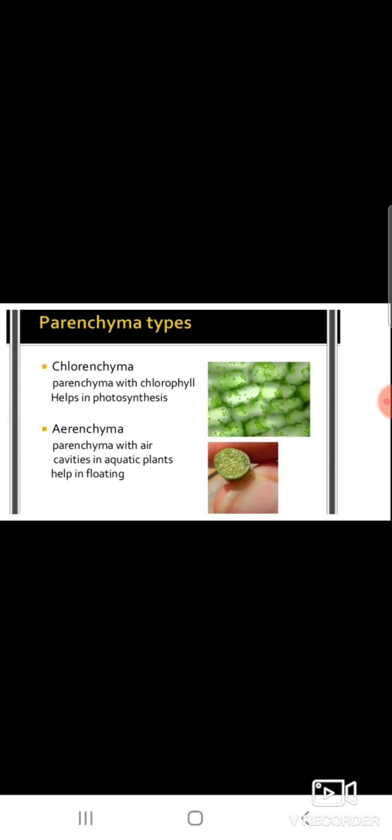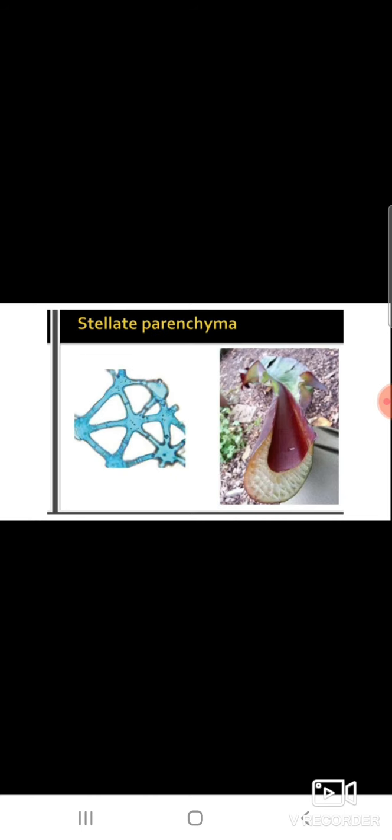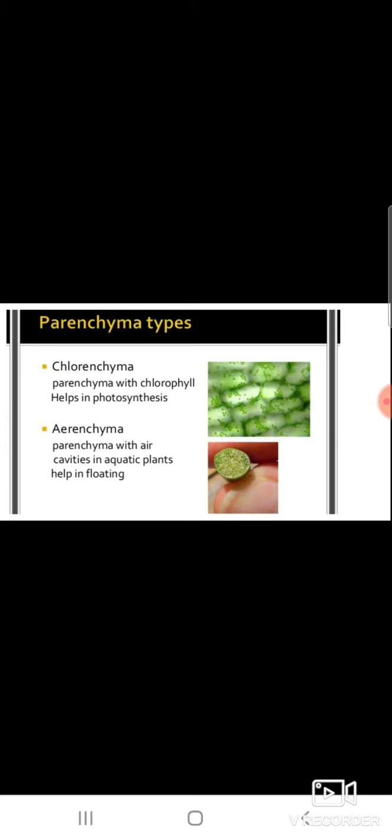Parenchyma types. Okay, today the topic I will teach is only Parenchyma types. First one, Parenchyma types. Parenchyma with chlorophyll helps in photosynthesis. Chlorenchyma is the parenchyma with chlorophyll that helps in photosynthesis.